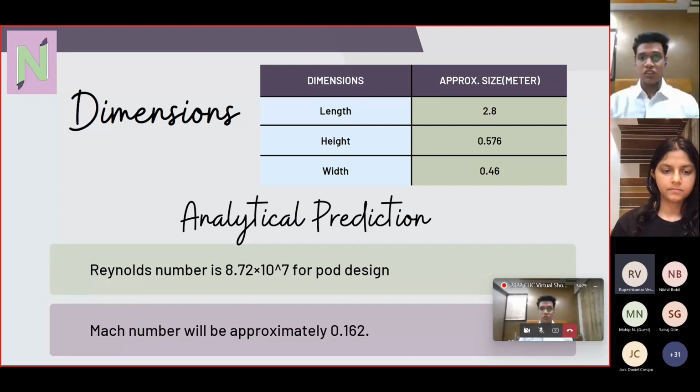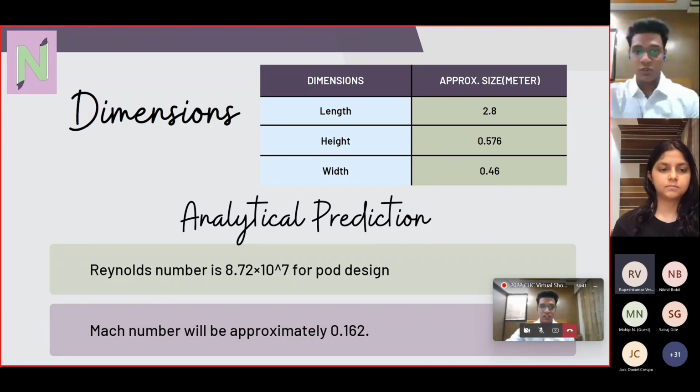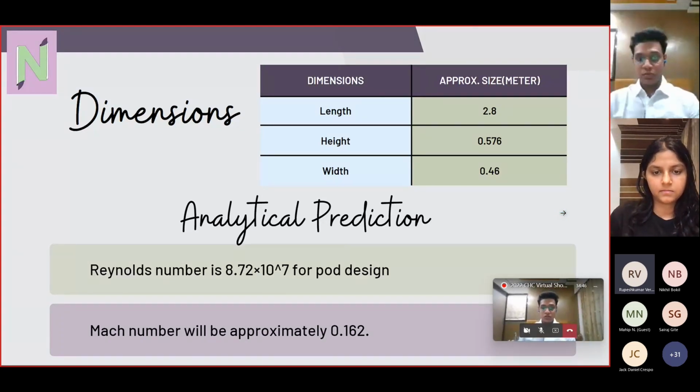The dimensions of the aerodynamic shell are given on the screen. The length is 2.8 meters, in height 0.57, and in width 0.46. Before we move to the simulation results, we did the analytical prediction. The Reynolds numbers are on the screen, and the Mach number was approximately 0.162. Because of this Mach number, we chose a density-based solver.